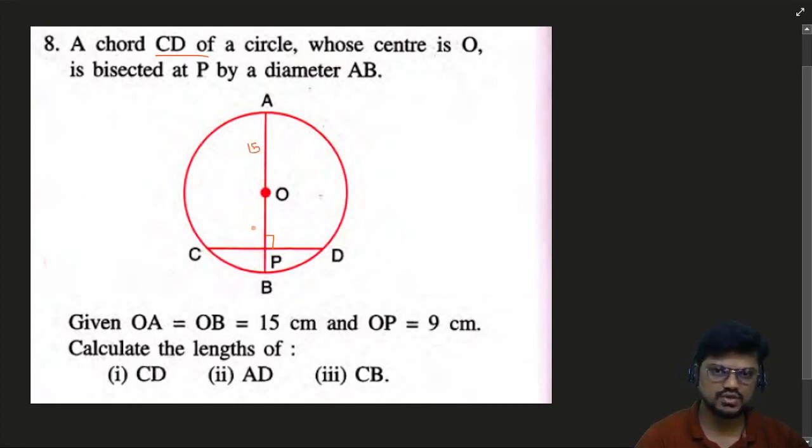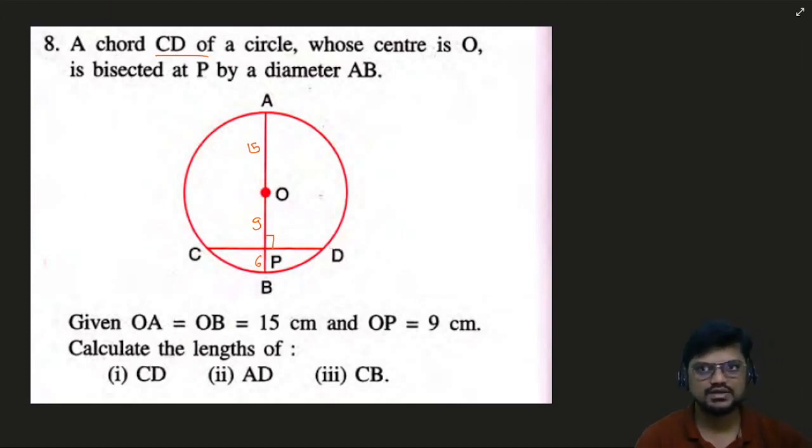Okay, this is 9. So if this is 9, the total is 15. So this will be 15 minus 9, that is 6. Calculate the length of CD. You need to find what is CD. So how will you find it? It's very easy. You just have to draw a right angle over here. So if this is 9, this is 15.